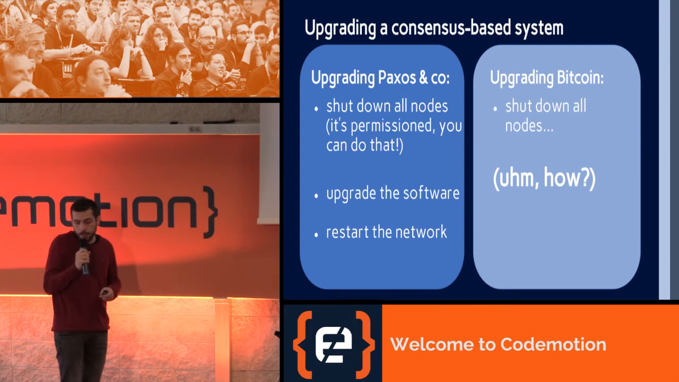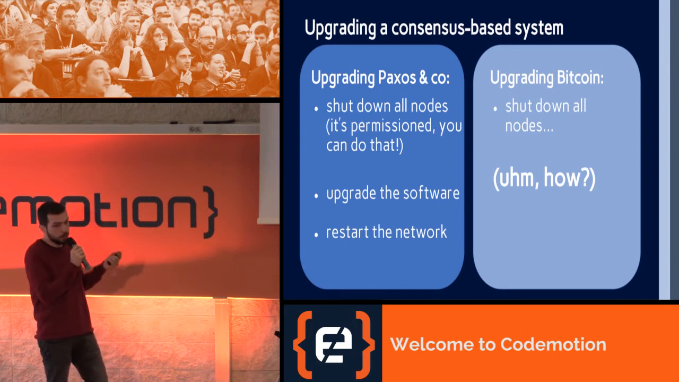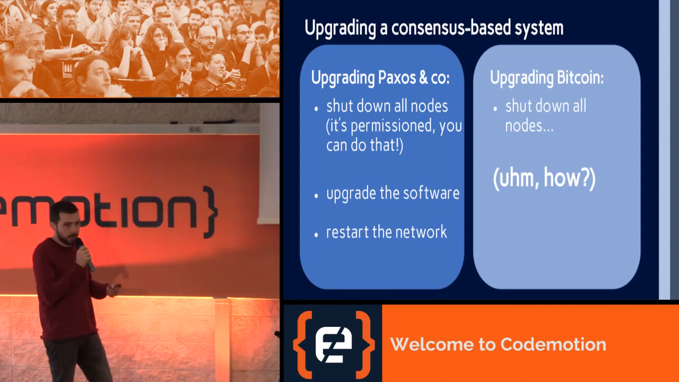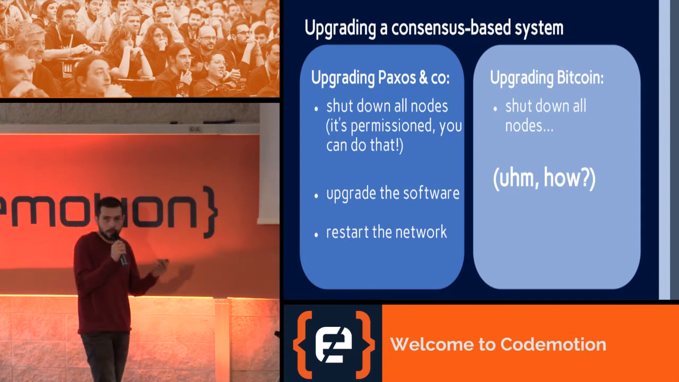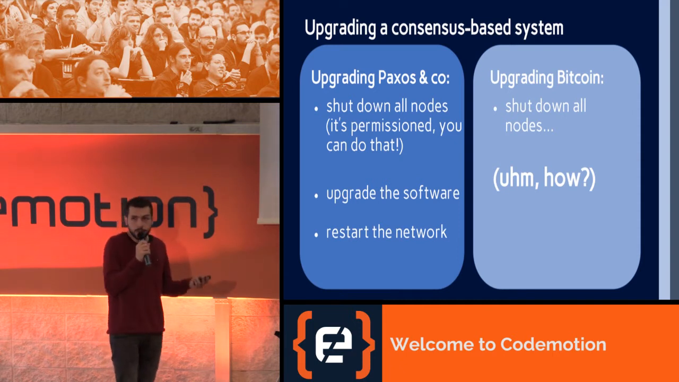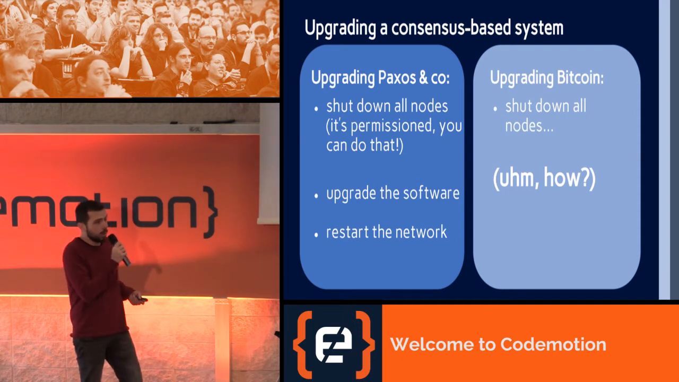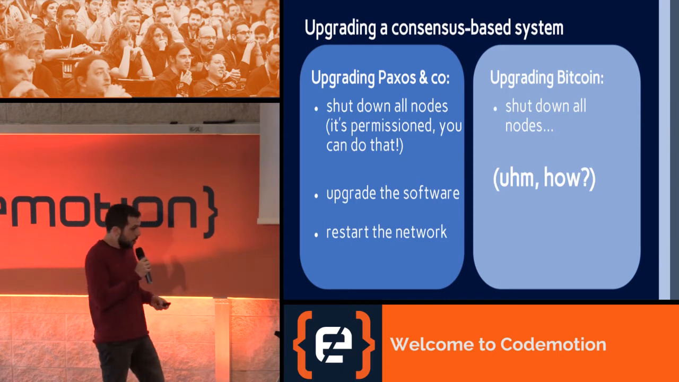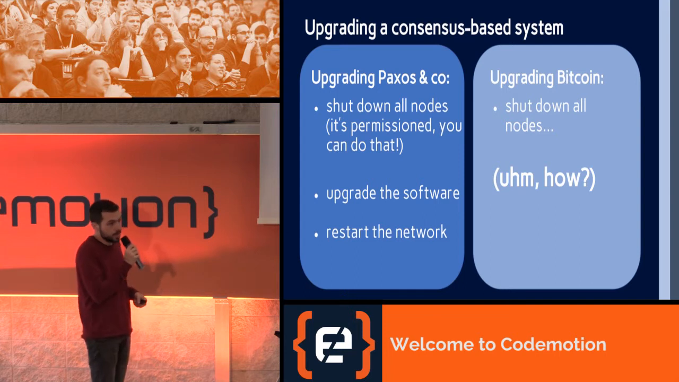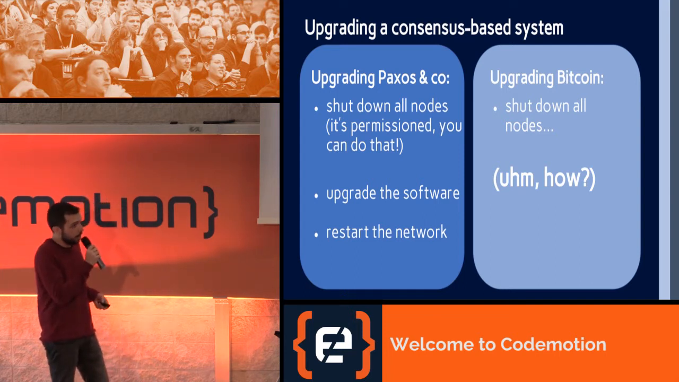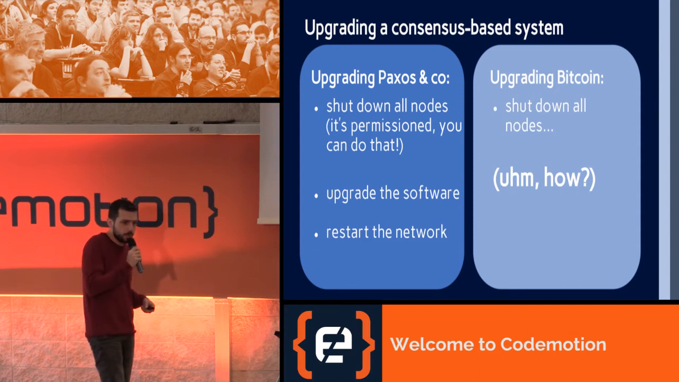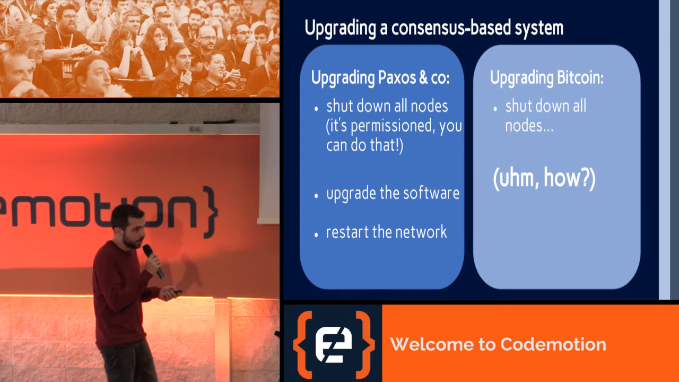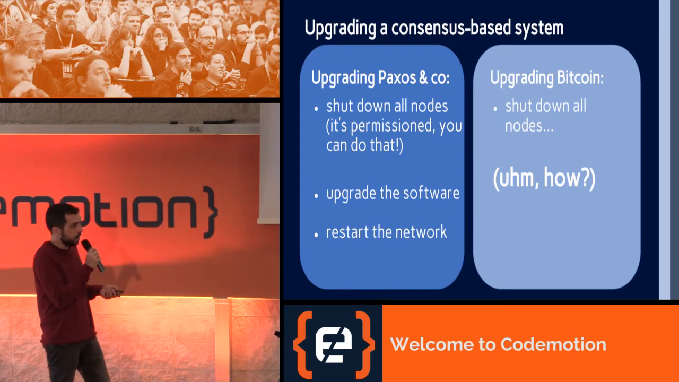When I want to upgrade a protocol on a permissioned network, I can just shut down all nodes, I control them, and then I upgrade the software and rerun the network. In the case of Bitcoin and permissionless systems in general, how do I upgrade the network? I can't just shut down all nodes. So I would like to show you how this is achieved by giving you some examples of how this was done throughout history. One of the first important Bitcoin upgrades happened like this.